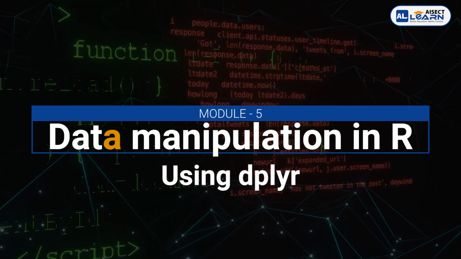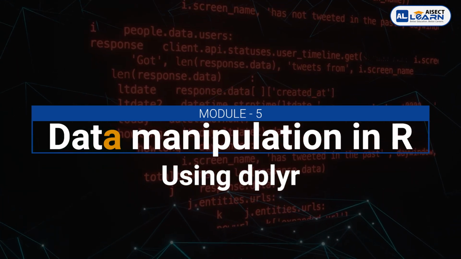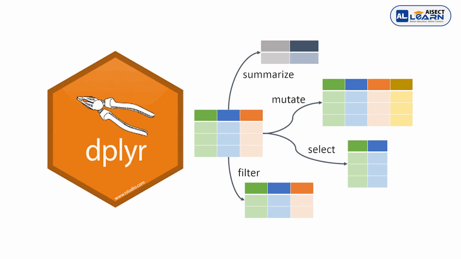Now coming to the next module, which is module 5, where we will deal with data manipulation in R using dplyr. Now dplyr is a data manipulation library in R, and in this module we will go through various functions of dplyr and how to use them practically on our data set.